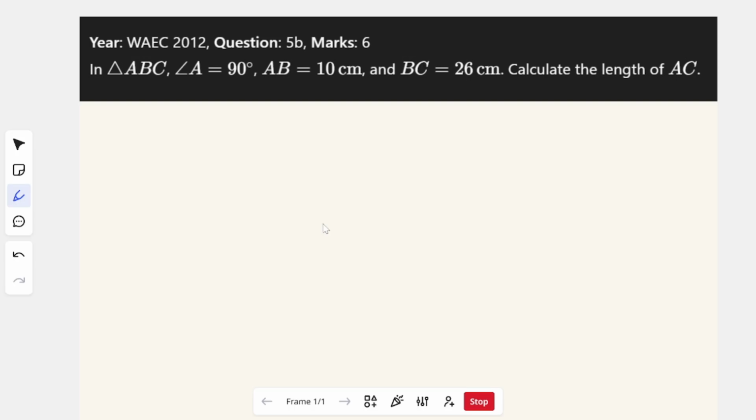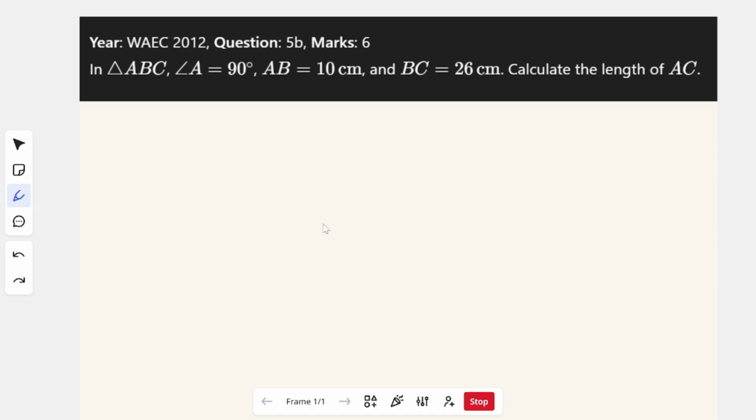So here we have a question from 2012, question 5B, which carries a total mark of 6. The question says, in triangle ABC, angle A is equal to 90 degrees, line AB is equal to 10 centimeters, and line BC is equal to 26 centimeters. Calculate the length of AC. Now, these are the data available, but the first thing you need to do is to try to bring out this triangle. And mind you, it's going to be a right angle triangle. Why? Because we have 90 degrees here, and any triangle with a 90 degree angle is a right angle triangle.